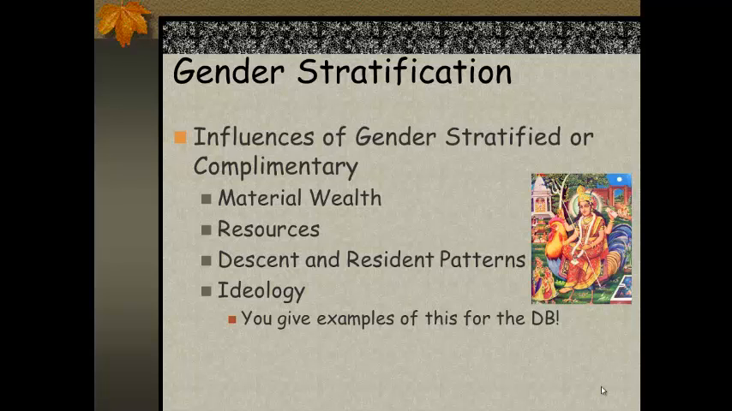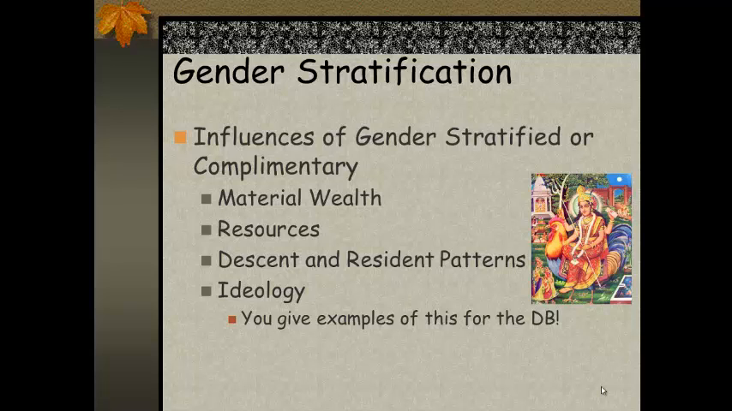Descent patterns, matrilineal or patrilineal, or residence patterns like matrilocal or patrilocal, of course bilateral, bilineal, those kinds of things are all going to be examples of this as well. In a matrilineal society, you're going to be more likely to see it to be complementary, not always, but more likely. But in a patrilineal society, more likely to see it to be stratified. Same thing with the patrilocal or the matrilocal.